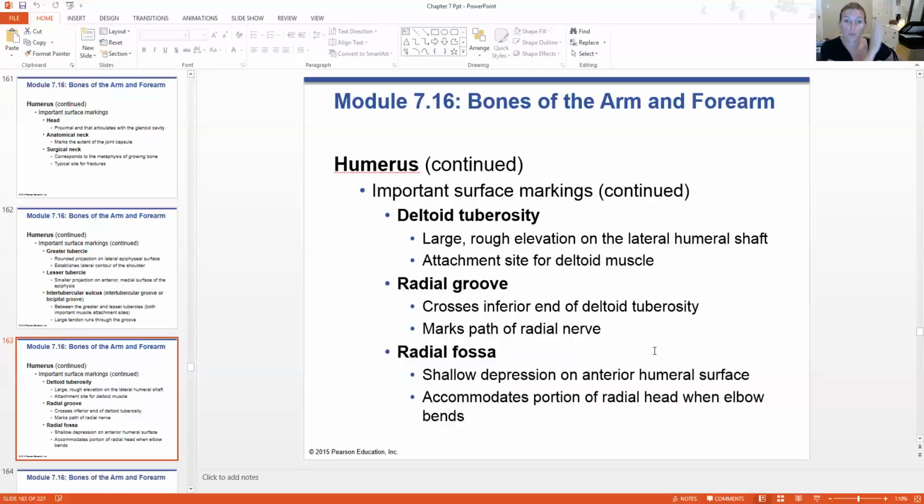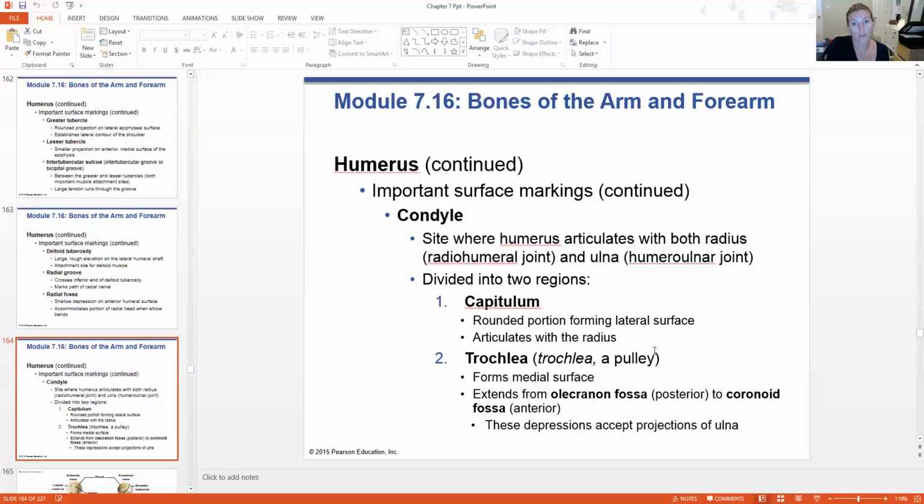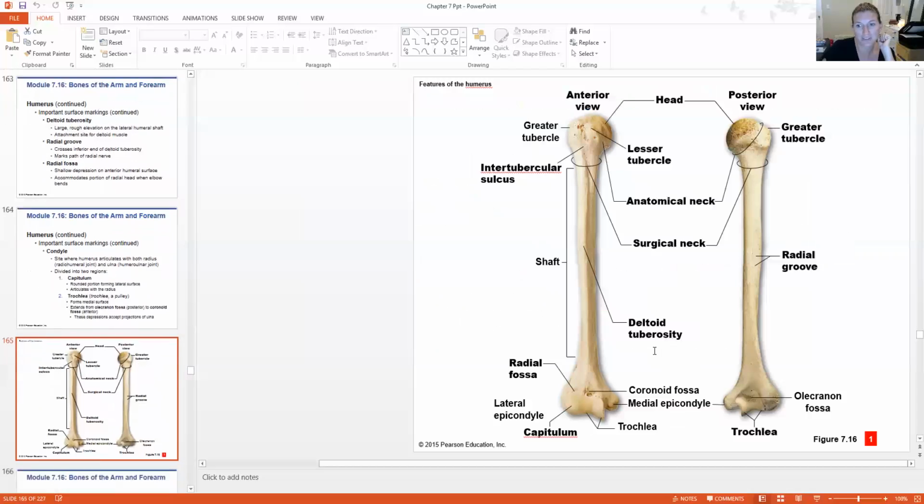There's also a radial groove marking the path for the radial nerve, and a radial fossa, which is where that radial head will kind of smooth into when the elbow is bent. There's condyles on the distal end of our humerus. There's a capitulum and a trochlea. The capitulum is very round, and the trochlea is more spindle shaped. It has kind of two little parts to it. Again, you'll see this more succinctly when we look at the humerus in lab.